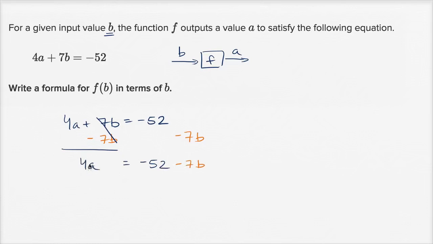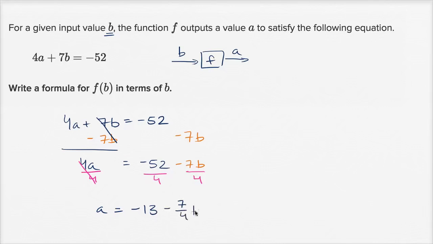Now, to isolate the a, to just have an a instead of a 4a, we can divide both sides by 4. So I'm just going to divide everything by 4. On the left-hand side, we got our goal: we are left with a. Now, what's negative 52 divided by 4? 52 is 40 plus 12. 40 divided by 4 is 10, 12 divided by 4 is 3, so it's going to be negative 13. So a is equal to negative 13 minus 7/4 b.